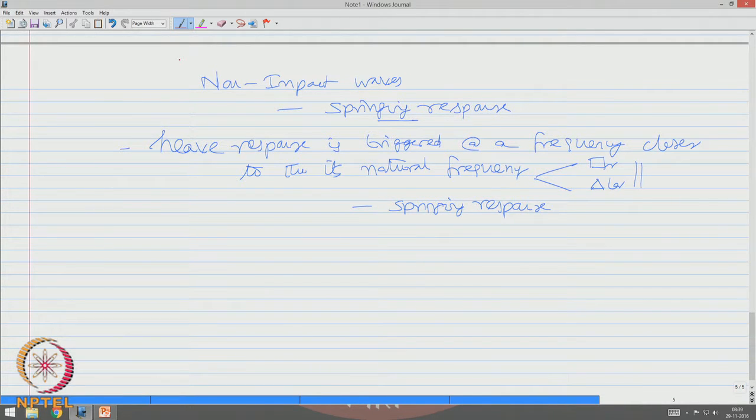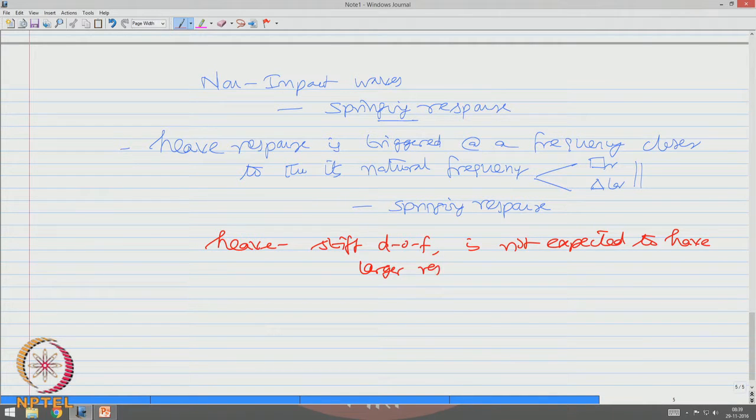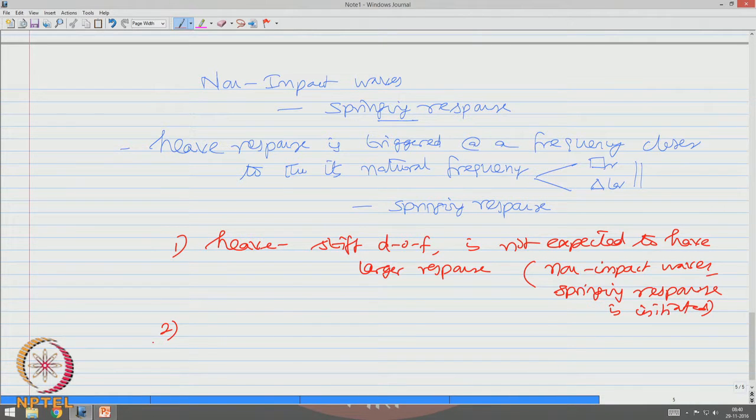So, friends, heave being a stiff degree of freedom is not expected to have larger response, but under non-impact waves springing response is initiated. That is the first drawback we have under non-impact waves. The second one, heave we know is coupled with surge degree of freedom very strongly. So, this influences even the surge response as well.